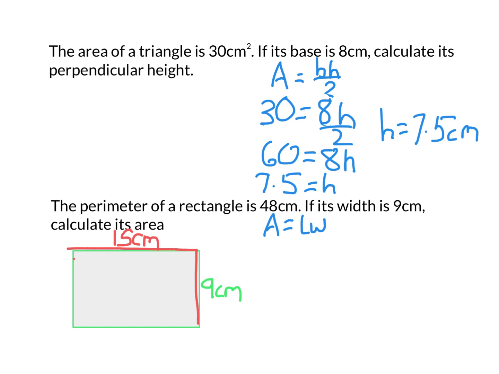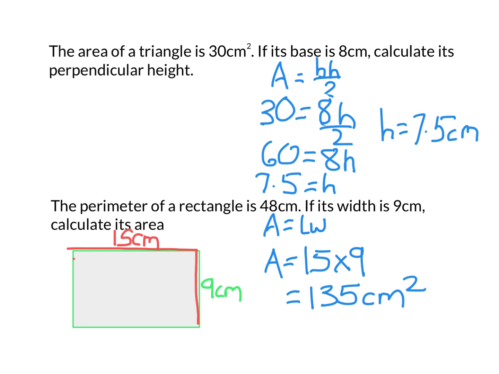I have now found the length. I already knew the width. So now it's easy to find the area. The area is simply going to be length times width. And you can use your calculator for this. You get 135. Because the measurements were in centimeters, our area is in centimeters squared.